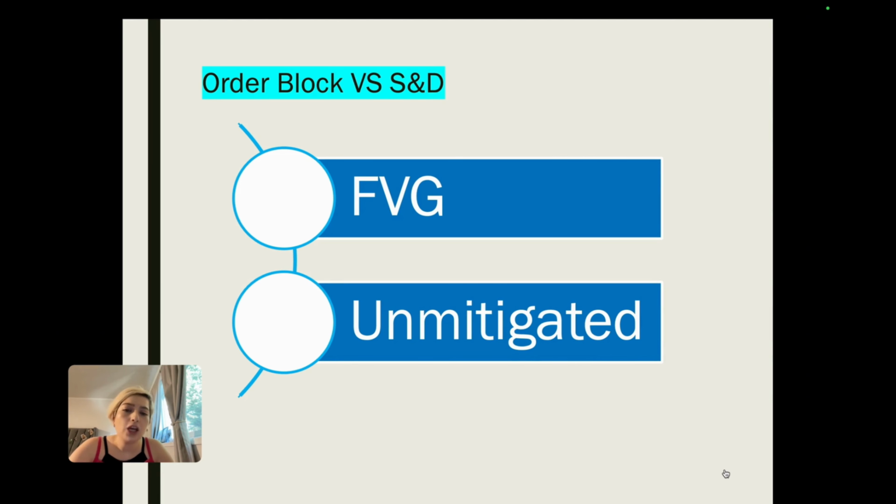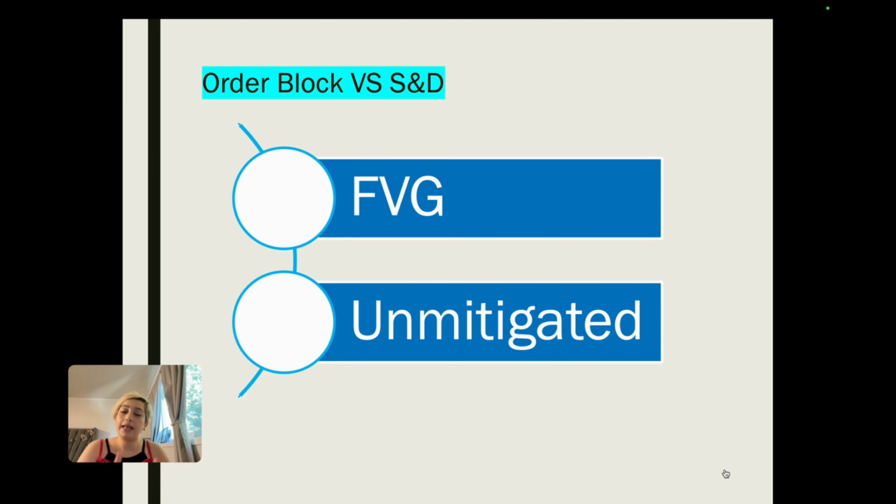On the other hand, supply and demand zones are more flexible. They don't always have a fair value gap. They can be mitigated, meaning price can return to the zone more than once. This is one of the key differences between these two concepts.